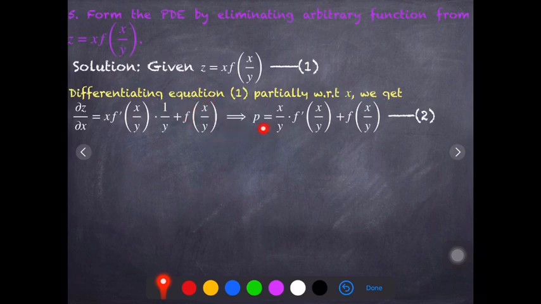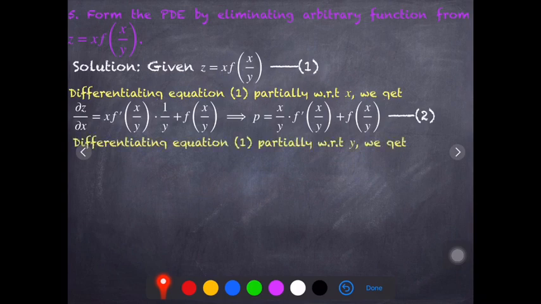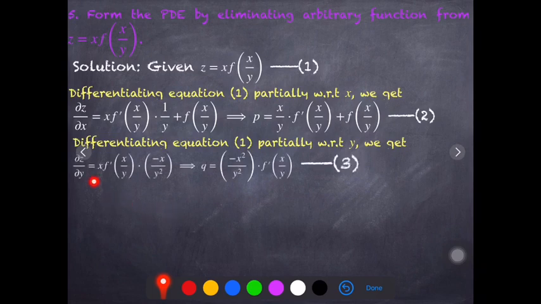Dou z by dou x is nothing but p, substitute that one, p equals (x by y) into f dash of (x by y) plus f of (x by y), call that as equation number 2. Now differentiating 1 with respect to y, here x is a constant, keep it as it is. Differentiation of f is f dash of (x by y) into differentiation of 1 by y, which is minus 1 by y square. Dou z by dou y is nothing but q, equals minus x square by y square into f dash, call that as equation number 3.